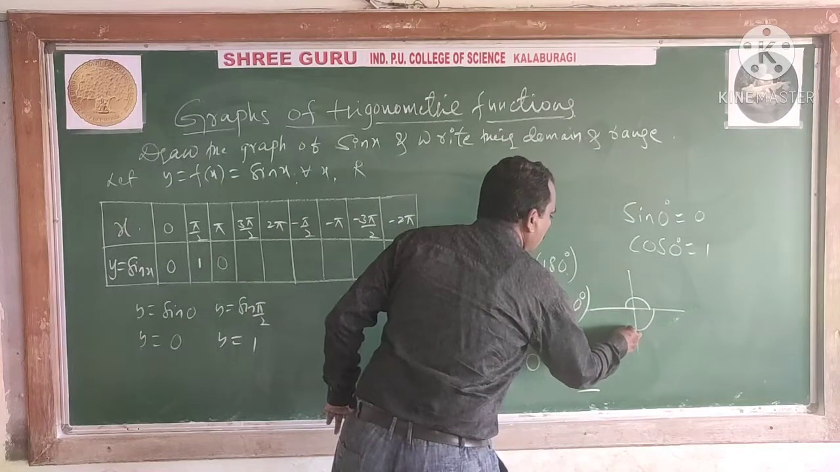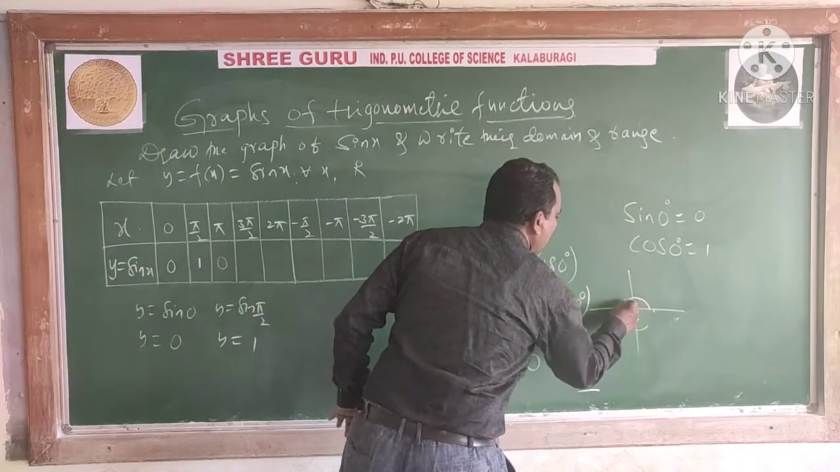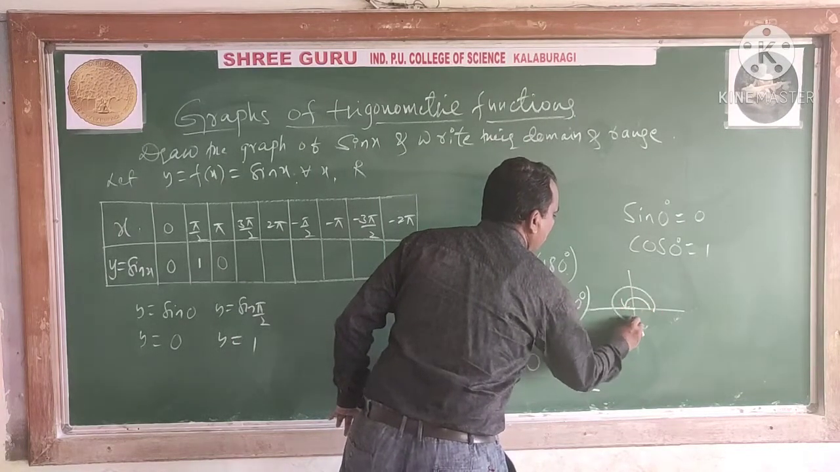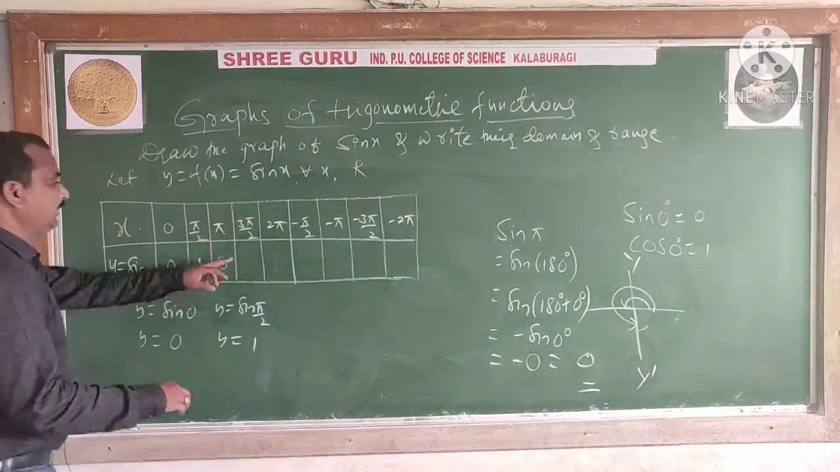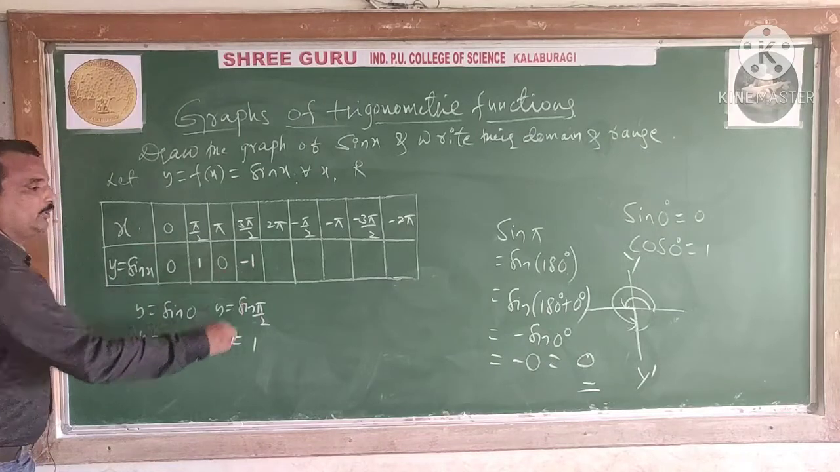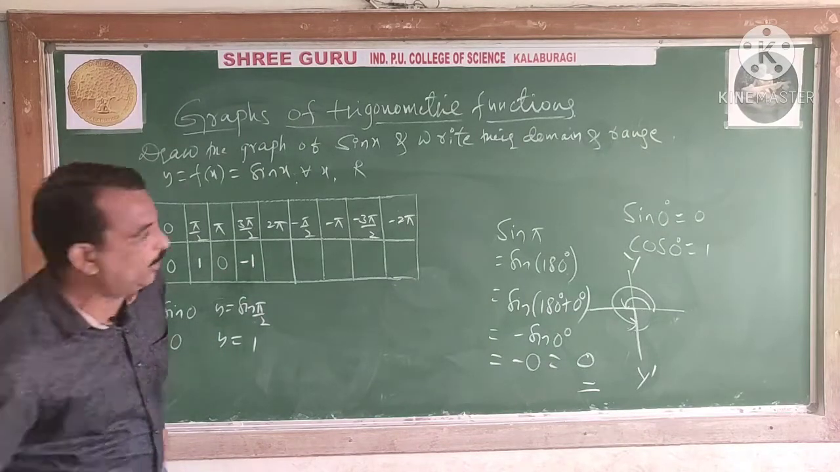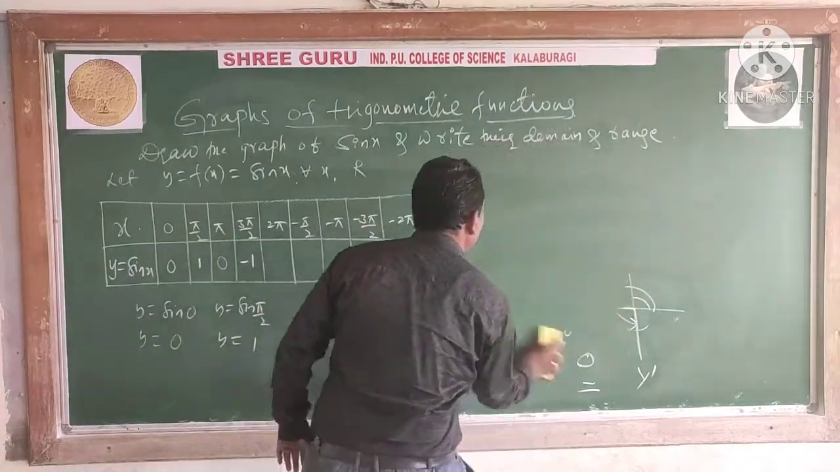Sin 3 pi by 2. It is the anti-clockwise direction. So where does it come? It is on the negative axis. Is it a negative axis? Sin 3 pi by 2 is minus 1. That y value is minus 1. See how it is minus of 1.